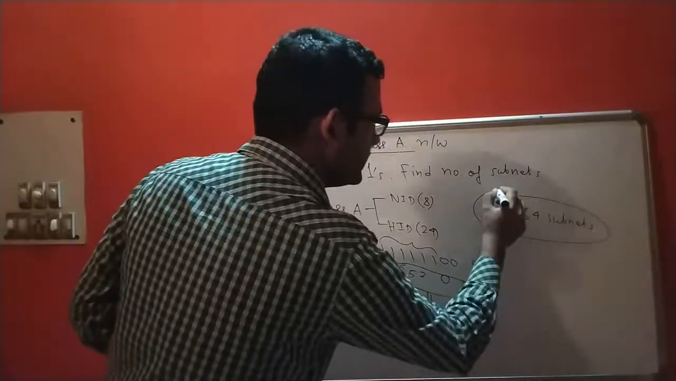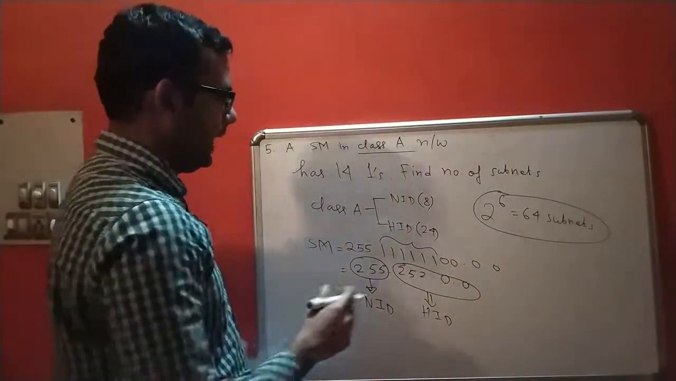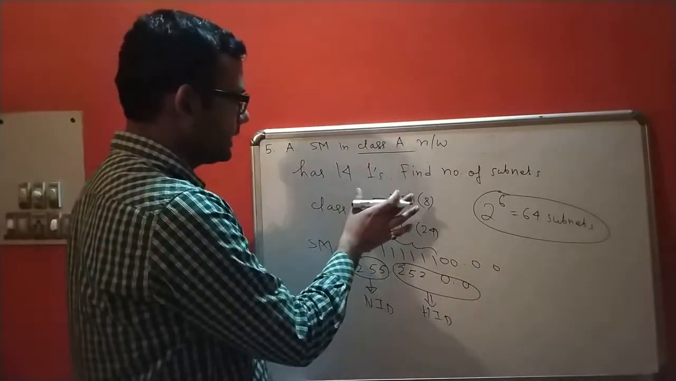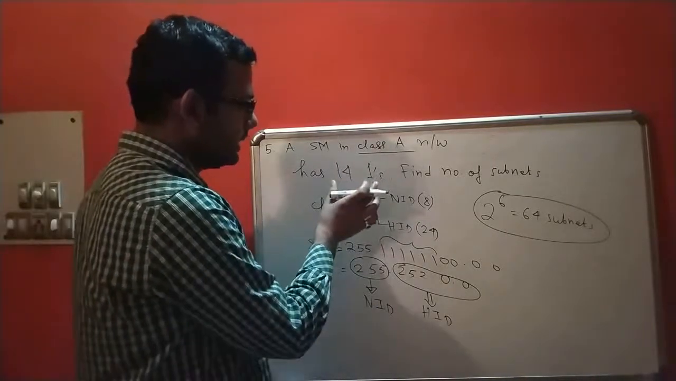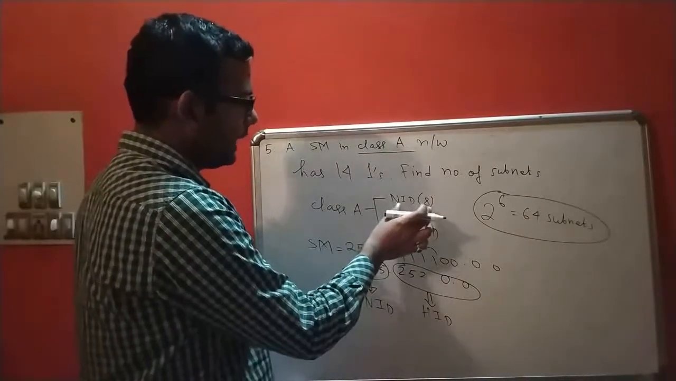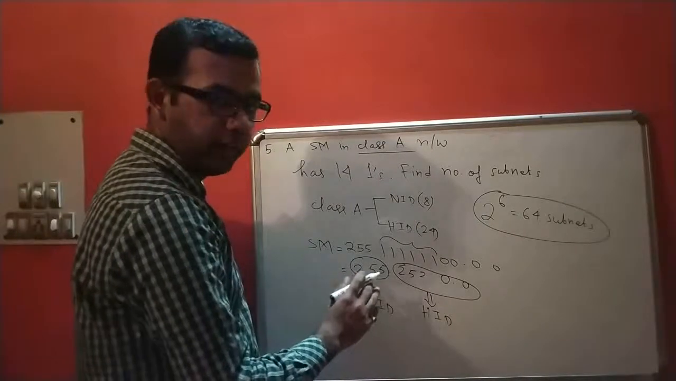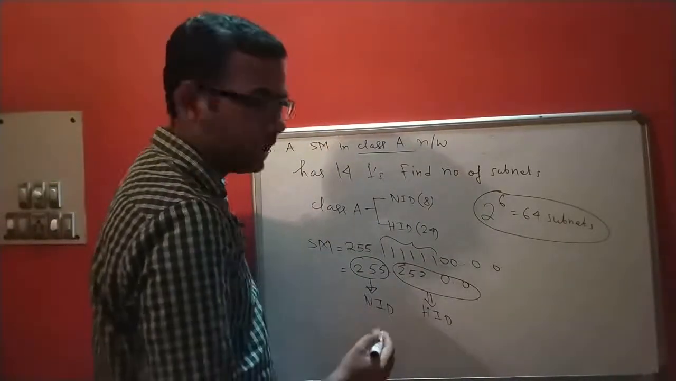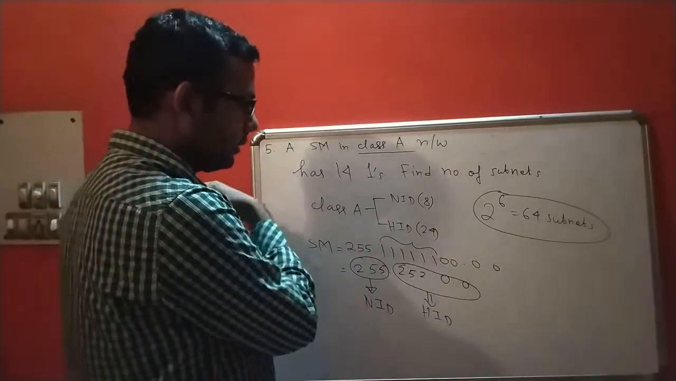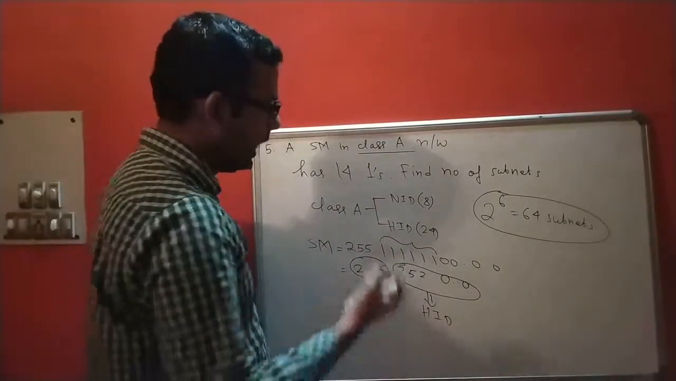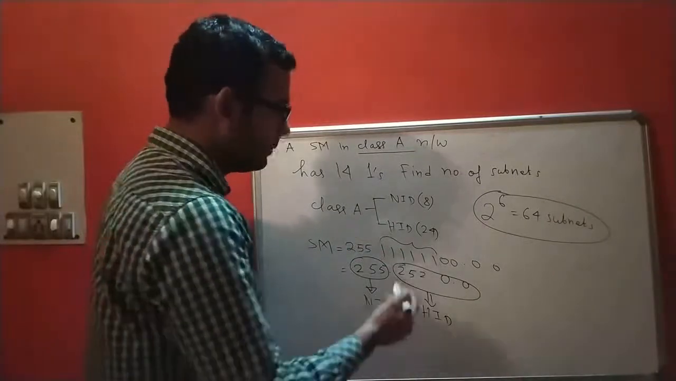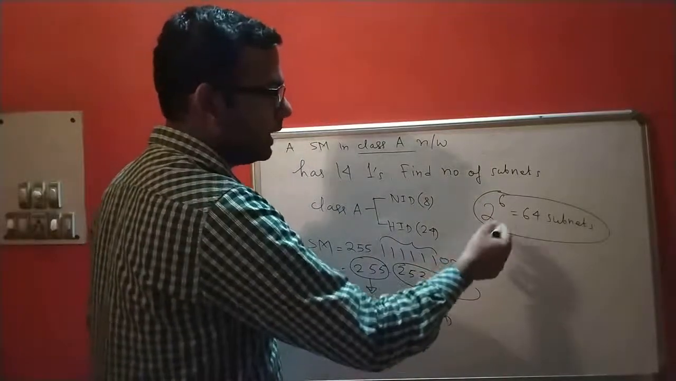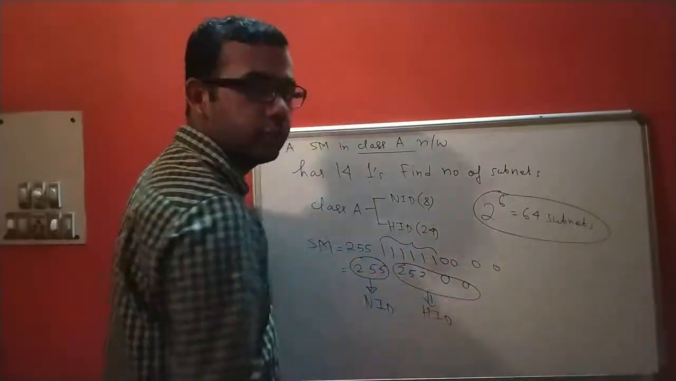How did I find this? It's very simple. Class A has a network ID of 8 bits and a host ID of 24 bits. The subnet mask that is given to me has 14 ones. Since the network ID is of 8 bits, up to this portion it's fine. The remaining 6 ones are coming from the host ID part, and I'm selecting them for performing subnetting. So if I select 6 bits from the host ID part, I'll get 2 to the power of 6, that is 64 subnets.